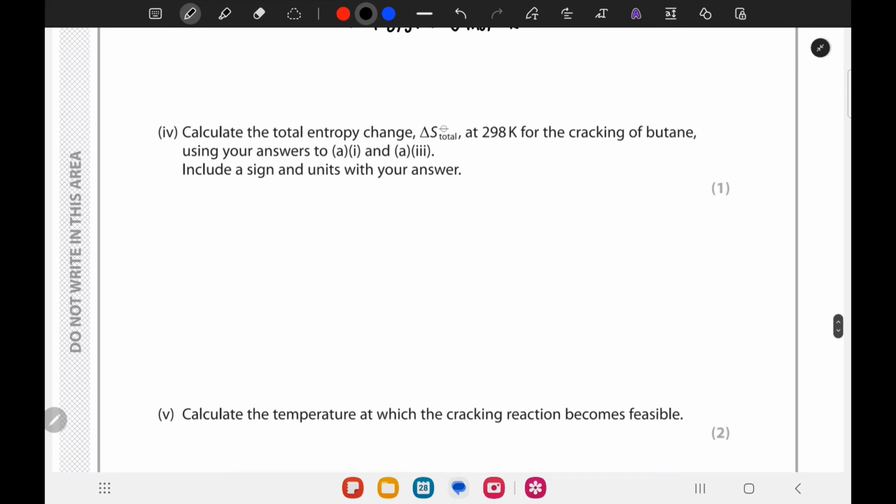Now we have to find the total entropy change at 298 Kelvin. This will be the summation of del S system and del S surroundings.